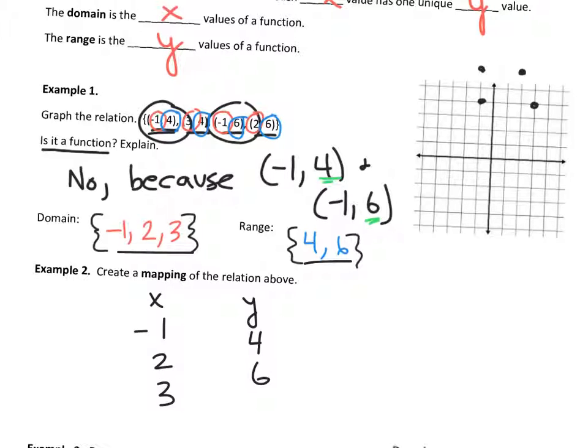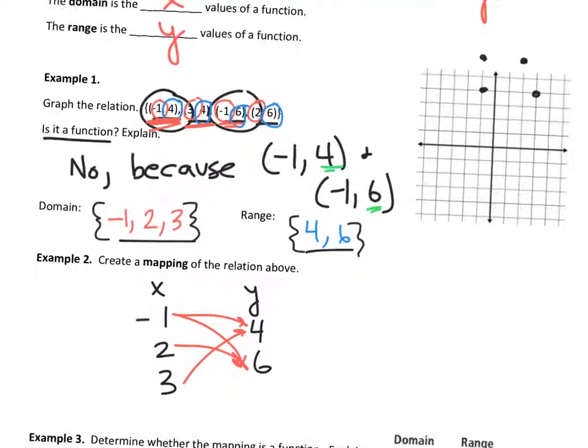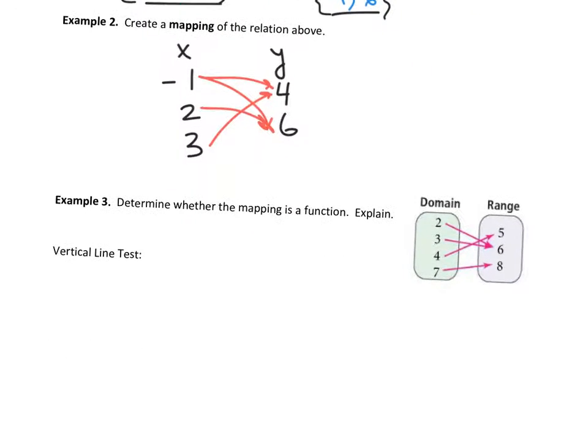So -1 goes with 4, 3 goes with 4, -1 goes with 6, and 2 goes with 6. So I can also tell it's not a function because -1 is going to two different numbers. So it doesn't matter if y has two different numbers; you're looking at x, which can't have the same number going to two different numbers. Okay, example 3, determine whether the mapping is a function, explain.